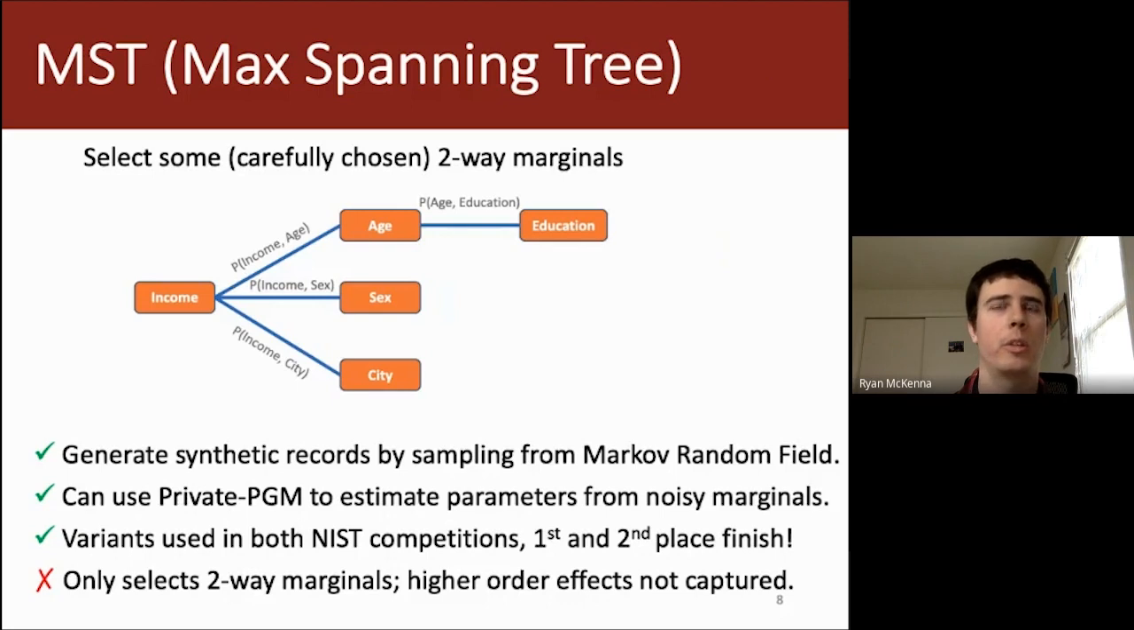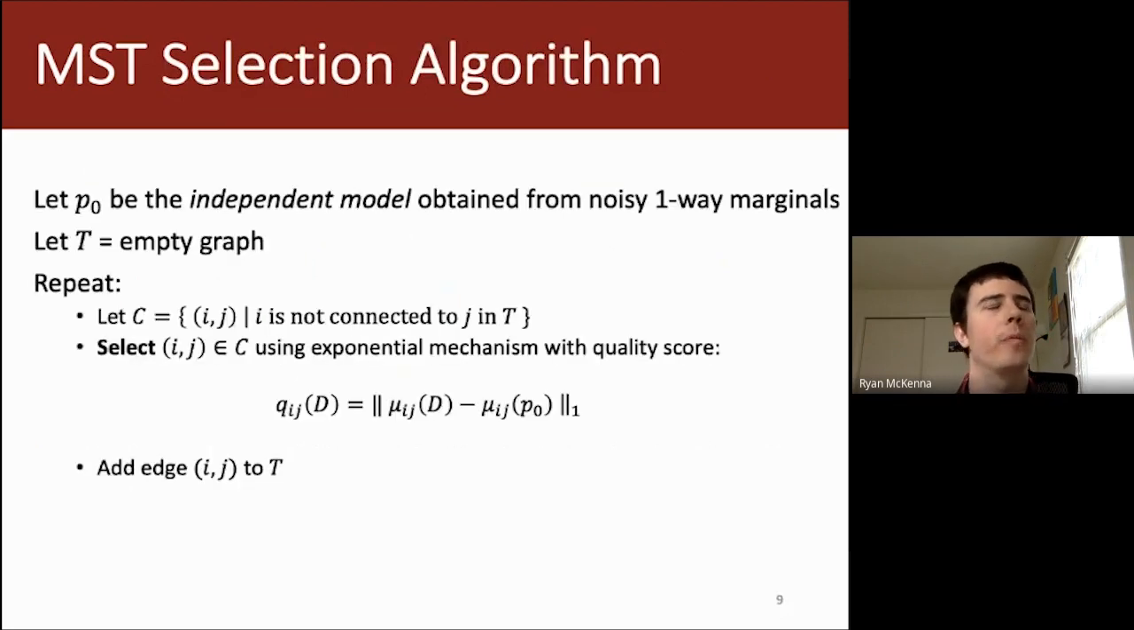Now I want to give a little bit more detail on how MST selects 2-way marginals. Basically it's an iterative algorithm for selecting marginals, and it can be seen as a differentially private implementation of the Chow-Liu algorithm, if you're familiar with structure learning in graphical models. The idea is we're going to initialize P0 to be a model that assumes independence between attributes, and it's obtained after measuring all one-way marginals with some fraction of the privacy budget.